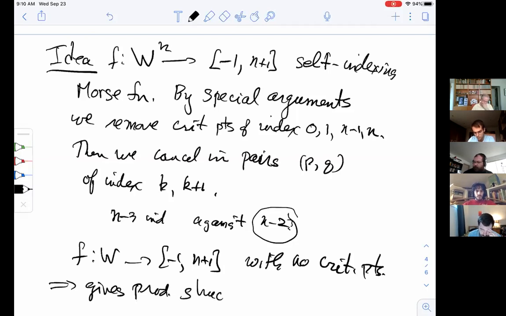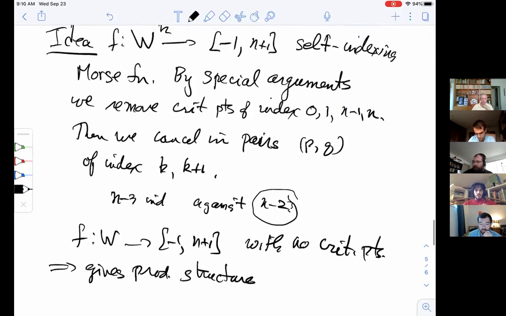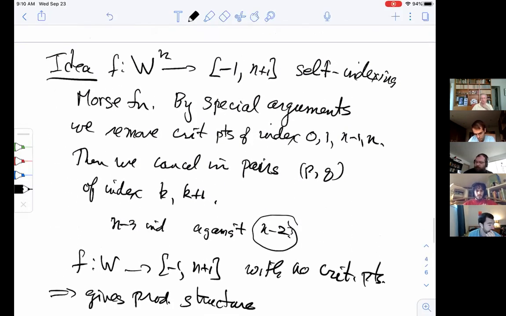We have the flow lines for the gradient-like vector field that go from the minus end to the plus end. Those give us the lines in the product structure. The function tells us how to parameterize those lines, so we actually get the diffeomorphism. So that's the overarching idea.